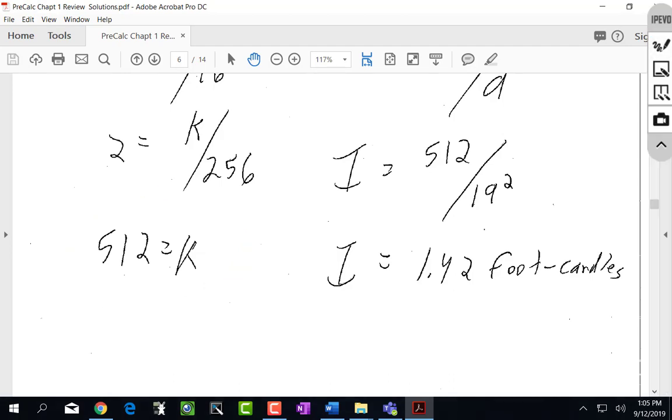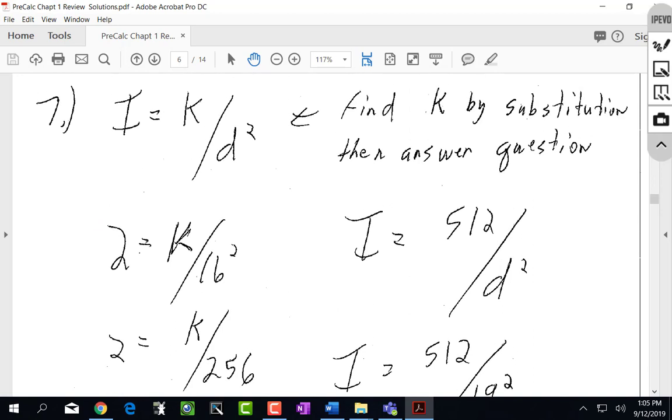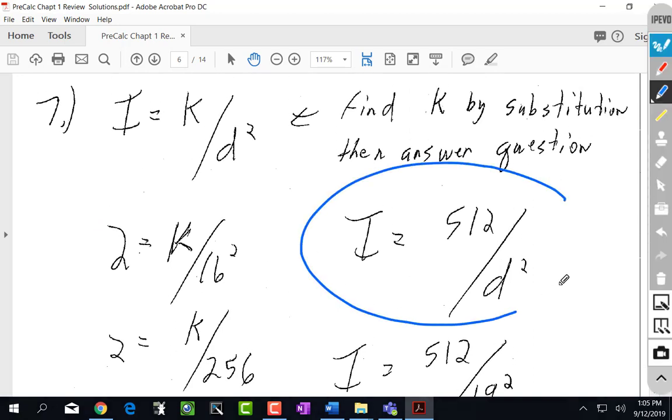Now that I've done that, I'm going to go ahead and substitute this in. So now my equation is I equals 512 all over d squared. Remember, we just found k by substitution. Now we're going to answer the question.